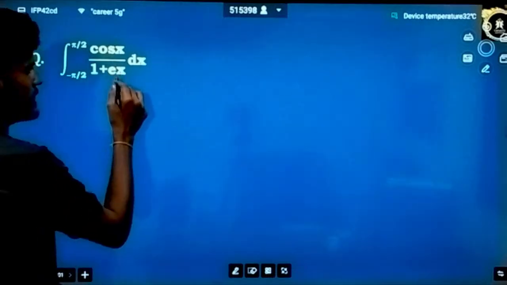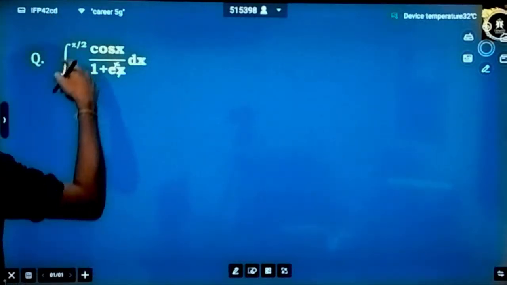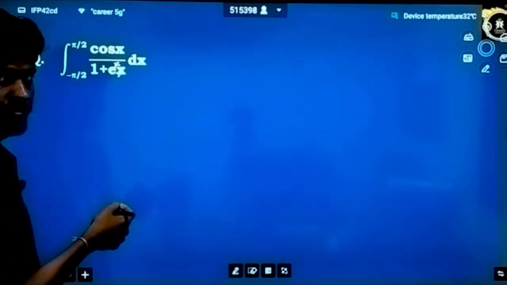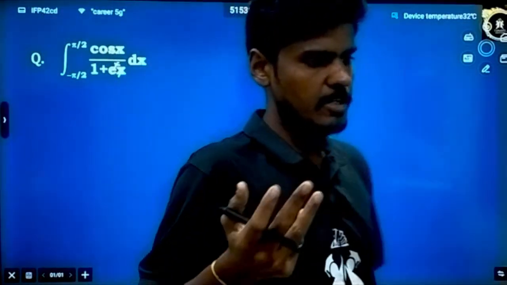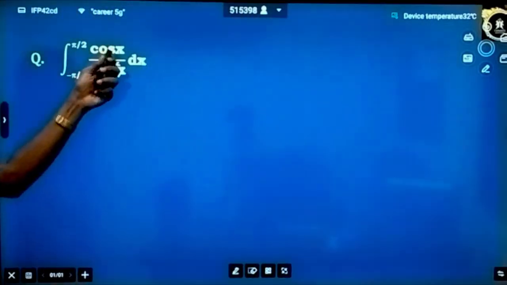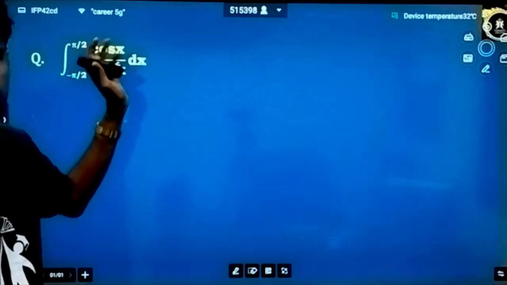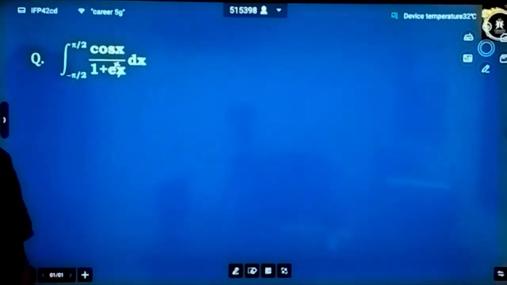Okay, now this is cos x divided by 1 plus e power x dx. Now what we will do is, this is of the form integral between minus a to a. Again we can use the same property. If it is an odd function or even function, we can use that property, or we can also use integral a to b f of x equal to integral a to b f of a plus b minus x. Both properties are actually the same.